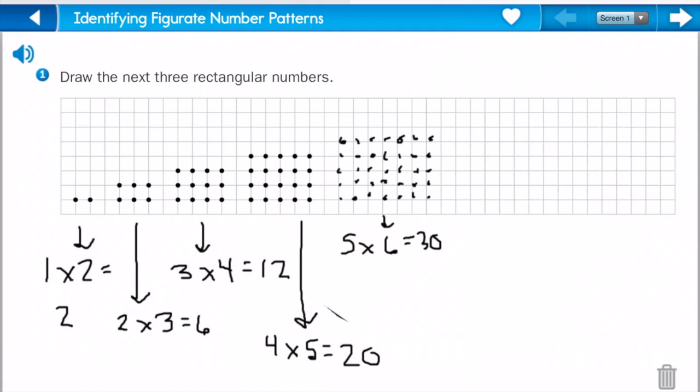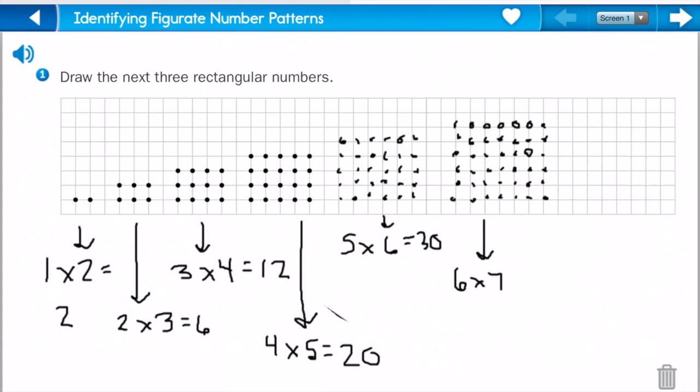Now I'm going to do over here. I'm going to do 6 times 7. So I'm going to go up 6. 1, 2, 3, 4, 5, 6. Over 7. 1, 2, 3, 4, 5, 6, 7. All right. I know 6 times 7 equals 42.